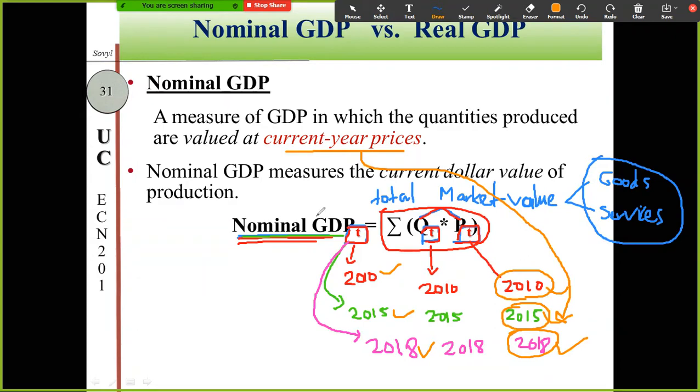Nominal GDP is a measure of GDP in which quantities of goods and services produced in one country are valued based on current year price or current prices. So this is an example. If we want to study 2010 as the current year, we take 2010 price. If we want to study 2015 as current year, we take 2015 price. If we want to study 2018 as current year, we take 2018 price.